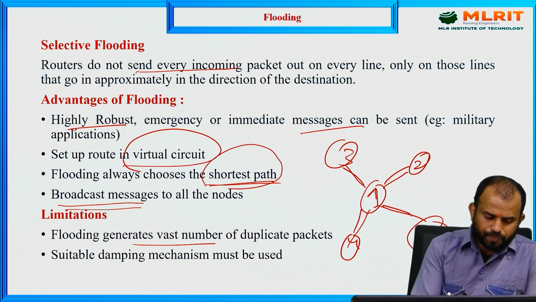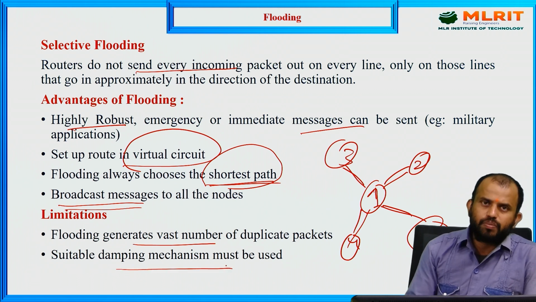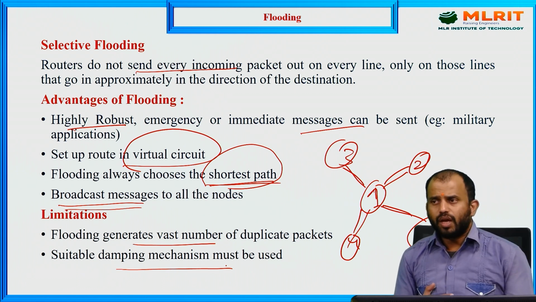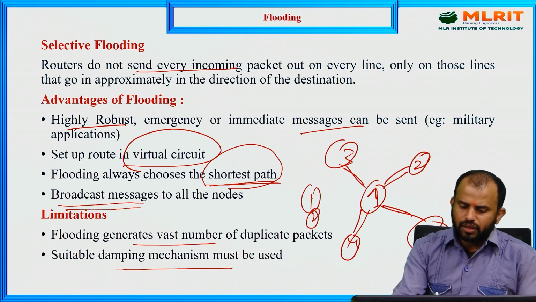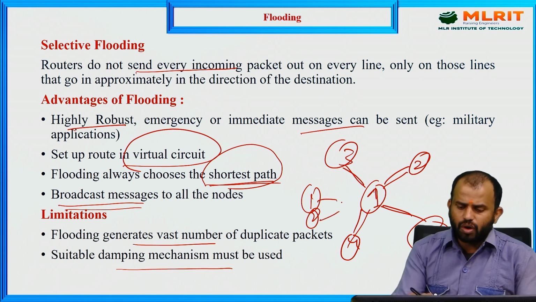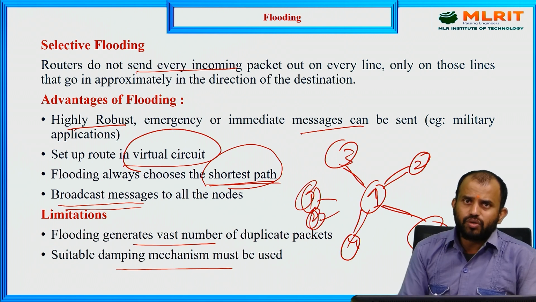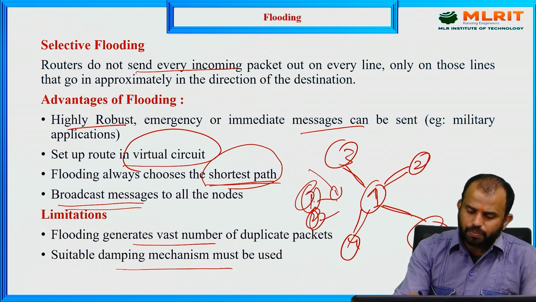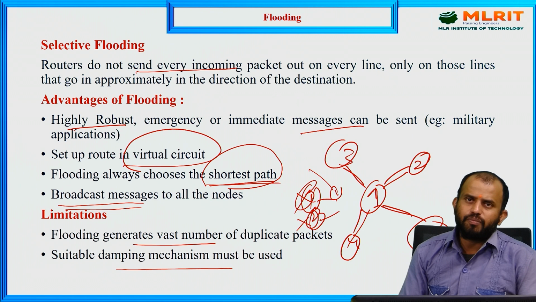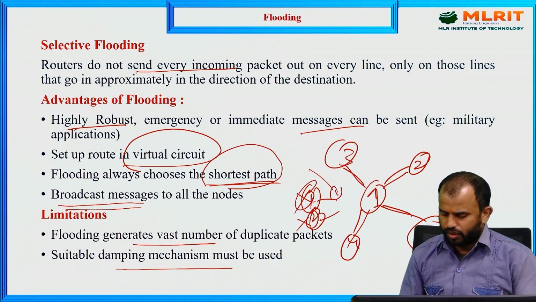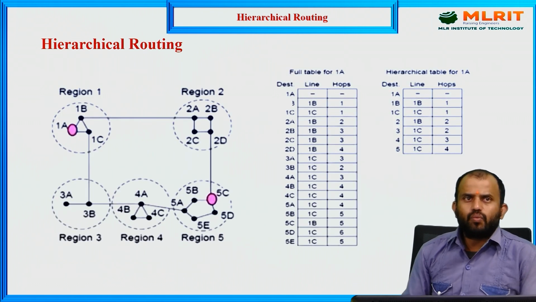At the same time, a suitable damping mechanism must be used, because when we have n number of packets to transmit, packet 2, packet 3 may be received multiple times. We cannot decode the same packets 1 and 2 again, because we have already received them. We simply discard and ignore the packet, because those are called duplicates. We have to dump them in that kind of mechanism. That is an advantage.